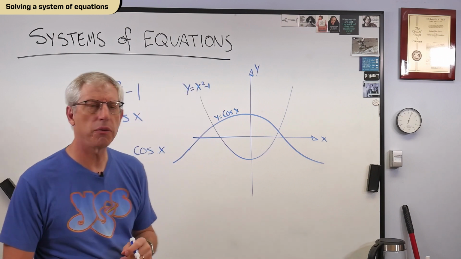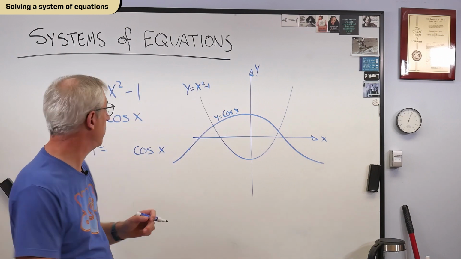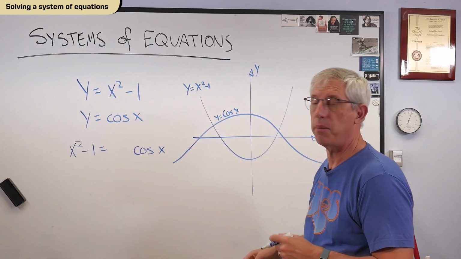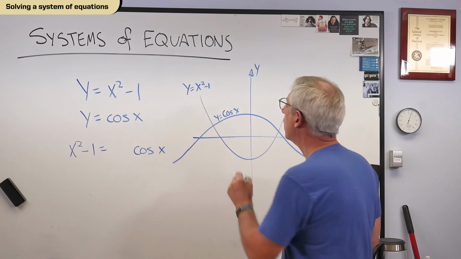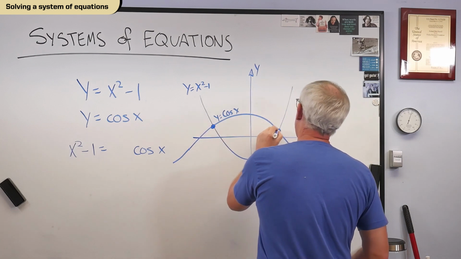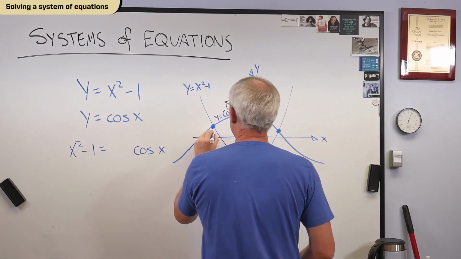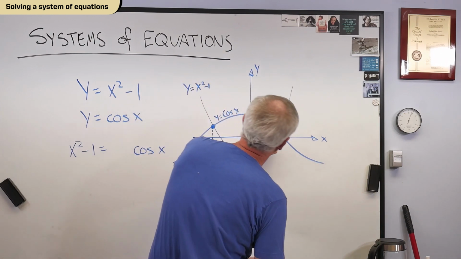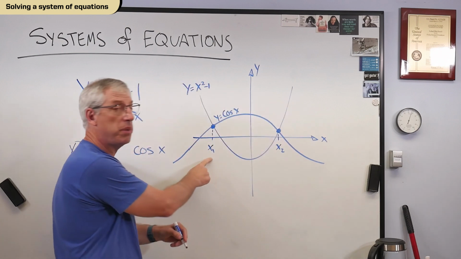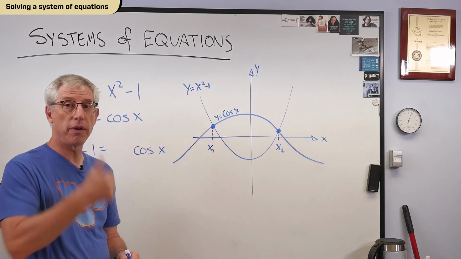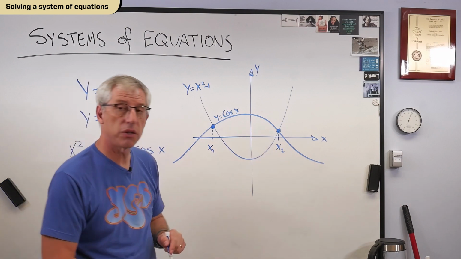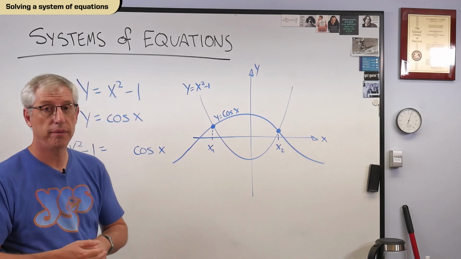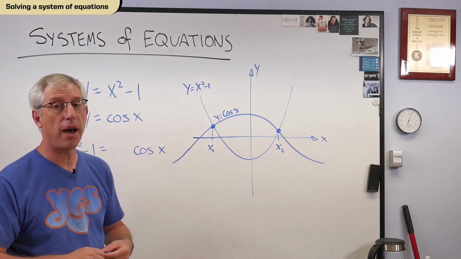So what does it mean to find a pair of numbers, x and y, that make both of these equations true? Well, what that means graphically is where do they cross each other? Right there and right there. If I pick that x, and I'll call that maybe x1 and x2, if I pick that x, y is the same for both of them. That's a solution. If I pick x2, y is the same for both of them. Also a solution.